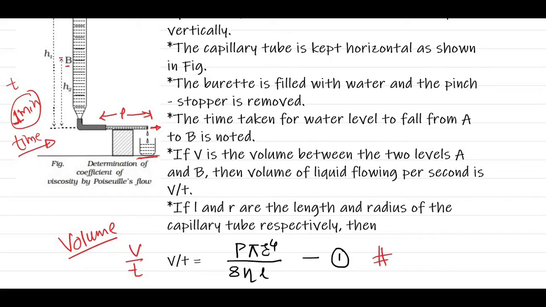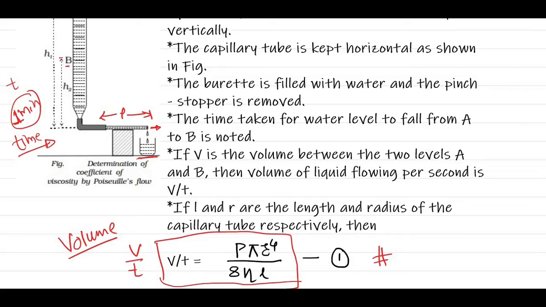The link of that video I will post in the description box of this video, so you will understand how this formula came. This formula simply gives how much volume is collected per unit time: V by t equals P pi r to the power 4 divided by 8 eta L. Eta is the coefficient of viscosity, r is the radius of the bore of the capillary tube, P is the pressure, and L is the length of the tube.